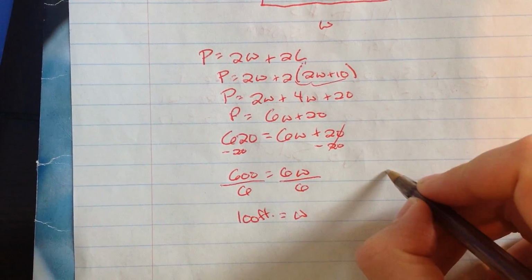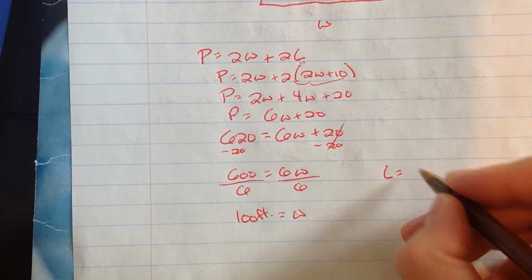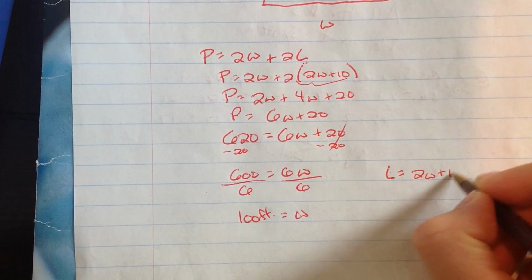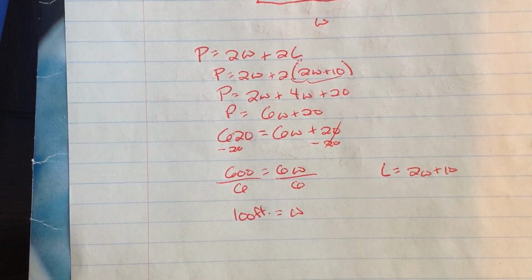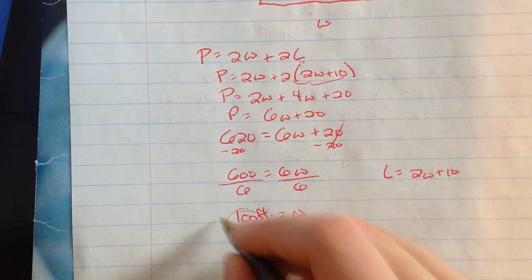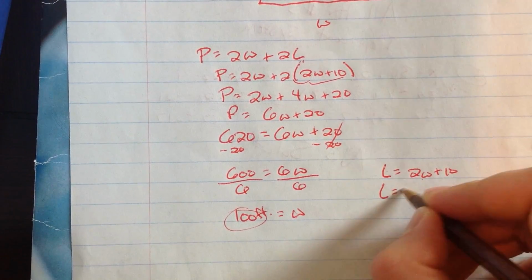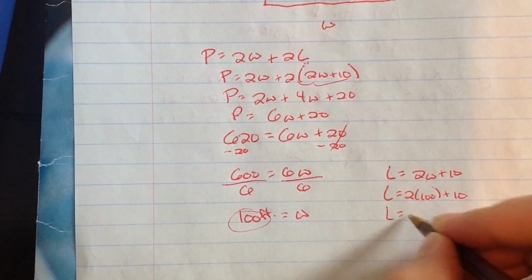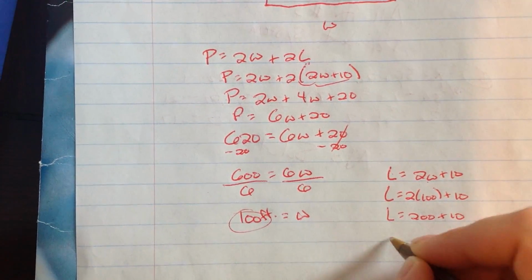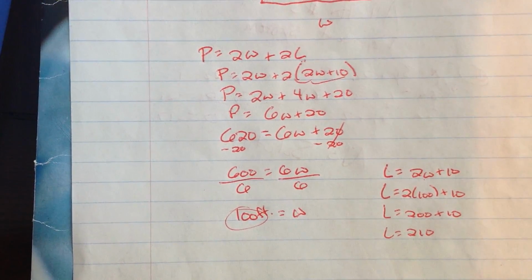Well, to find length, all we have to do is plug into the equation that we had up at the top. That was length was equal to 2 widths plus 10. Or, instead of widths, we're going to put 100. So length is equal to 2 times 100 plus 10, or 200 plus 10, 210.